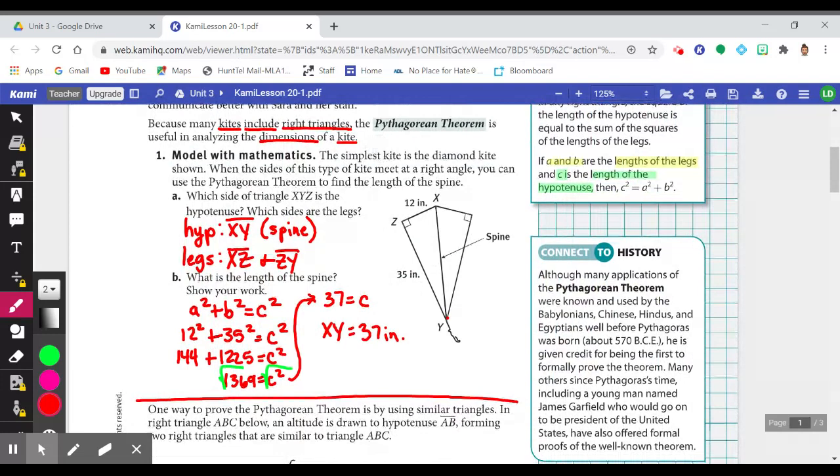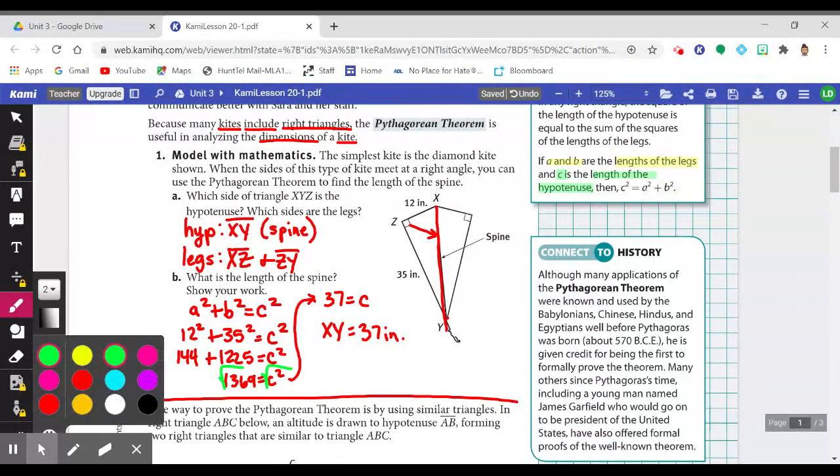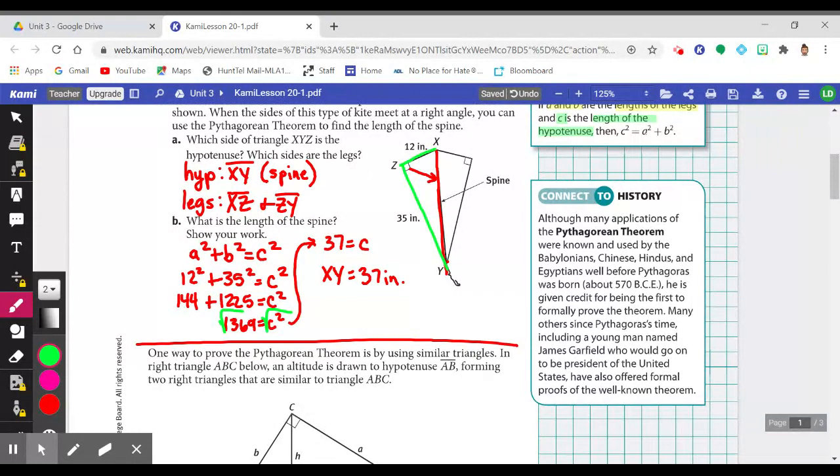Line segment XY, the spine, is our hypotenuse because, if you did not know this, it is the side opposite of the right angle. Or another way to look at it: your legs, in this case XZ and ZY, are the two sides that create the right angle. So part b, what is the length of the spine? Now that we've properly identified the hypotenuse and the legs, we plug in the length of those legs and find the length of the hypotenuse.